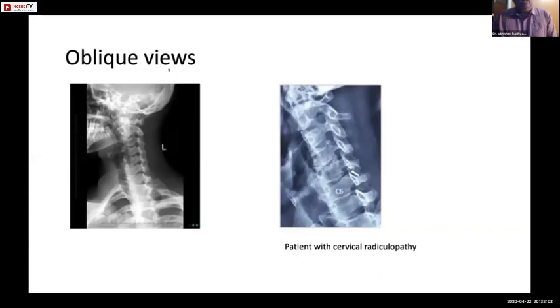Sometimes we need to have oblique views. These oblique views are usually ordered when we have to see the neuroforamen. This is a patient of cervical radiculopathy, which shows that there is an obstruction of the neuroforamen and a posterior osteophyte which is causing that cervical radiculopathy.